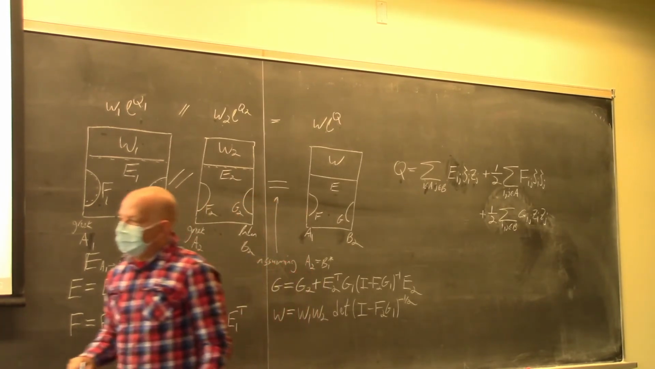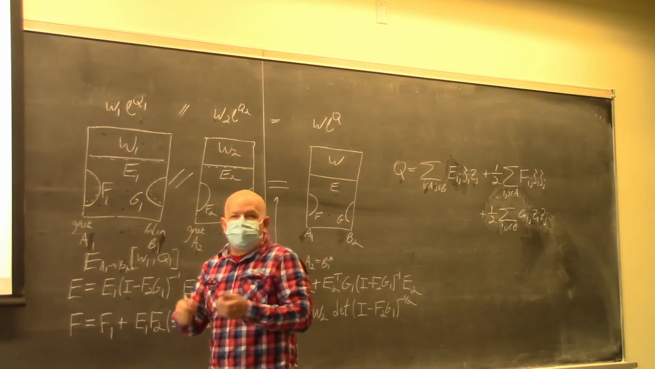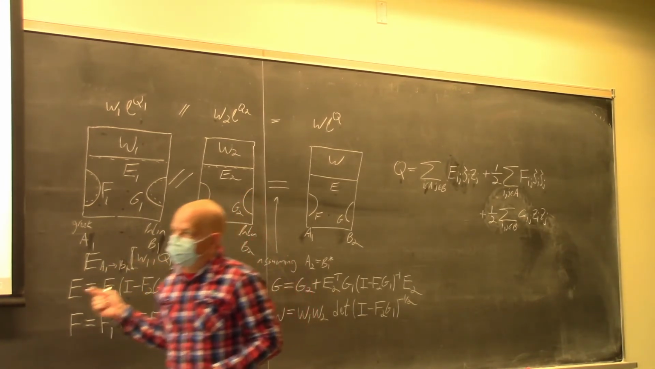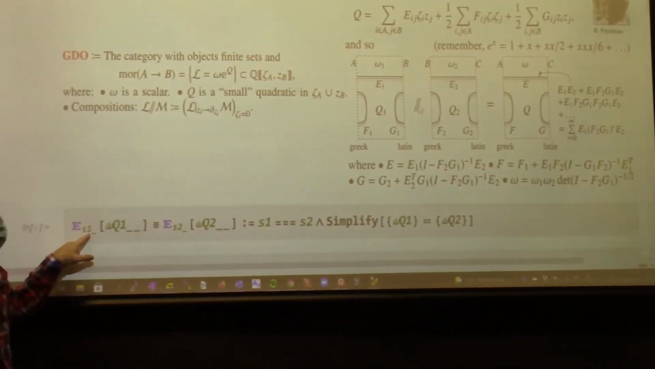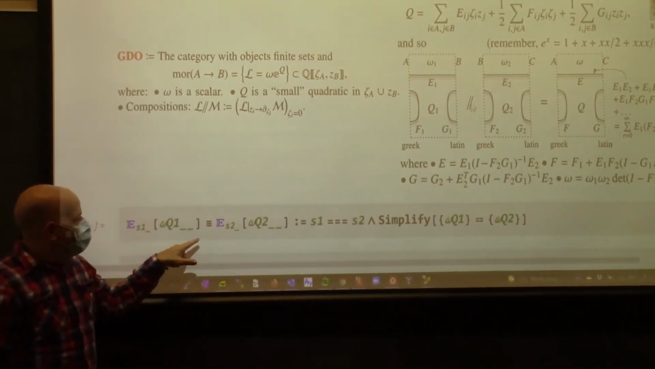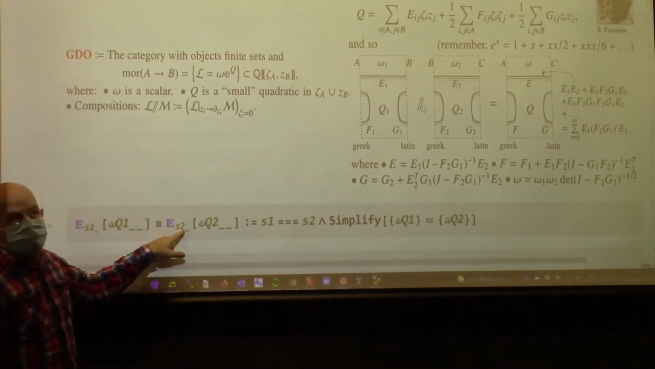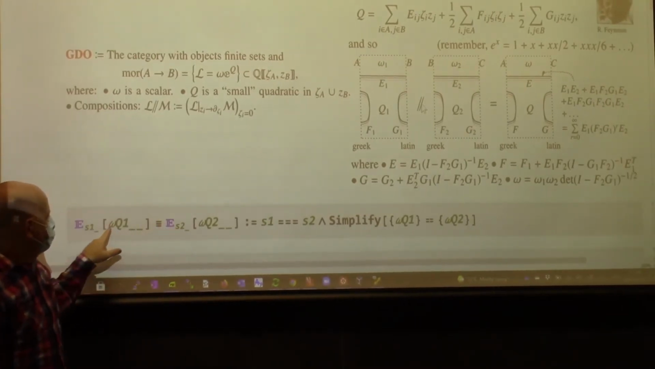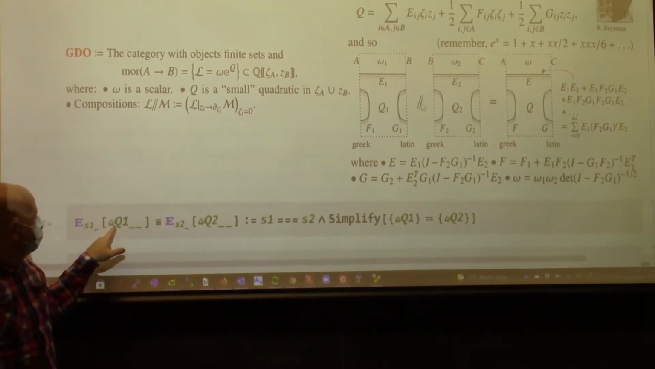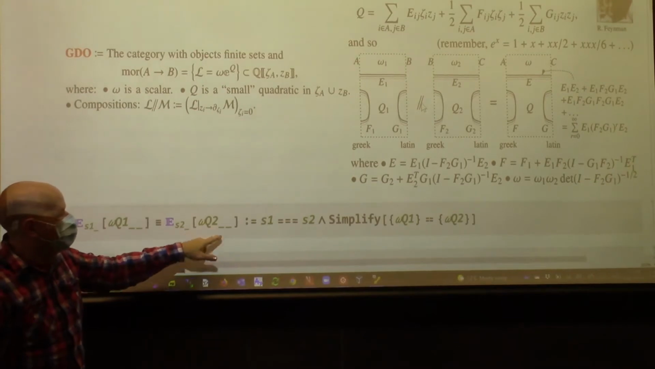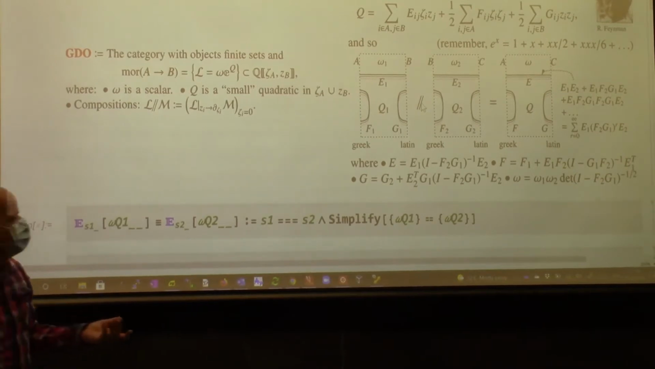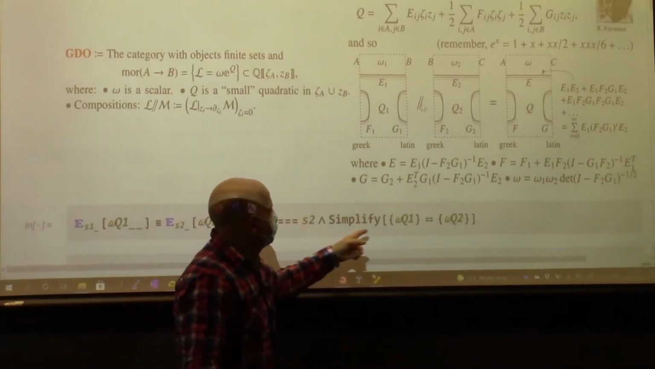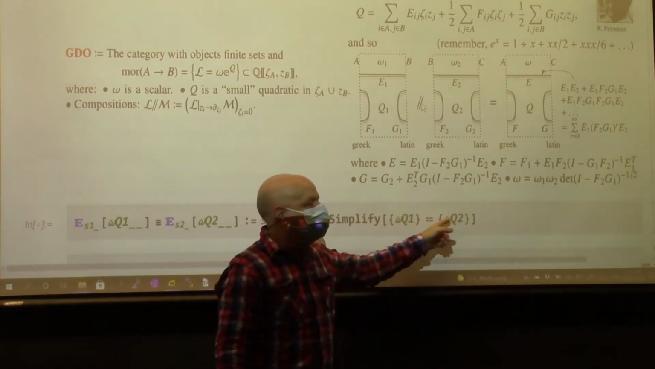Okay? So I'm just starting to build infrastructure for morphisms like that. So if you have an E element with subscript S1, where S1 stands for both the domain and the range, and I want to compare it with another one with subscript S2, and the payload is omega 1, Q1 here and omega 2, Q2, all I have to do is check, this is how to test when two things are equal. They're equal if S1 is equal to S2, and this one is equal to that one, but only after you simplify.